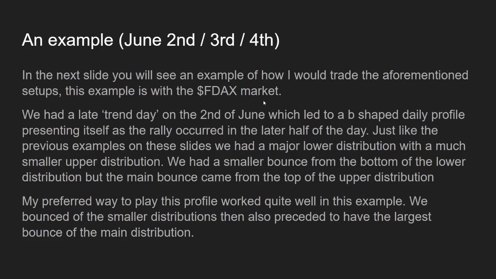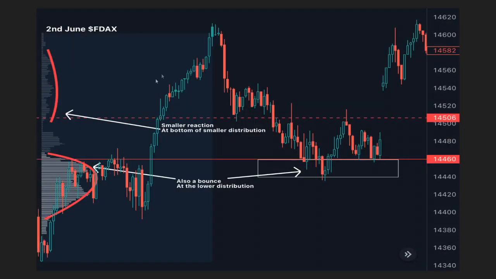My preferred way to play this profile worked quite well in the example we're about to see. We bounced off the smaller distribution, then also proceeded to have the largest bounce off the main distribution. This may sound a bit complicated, but you will see what I'm talking about in the following slide. So we can see we have this main distribution, and this is the B-shaped profile. We do have a smaller distribution here, but we can clearly see that this is the main B-shaped profile, or the main part of the profile.